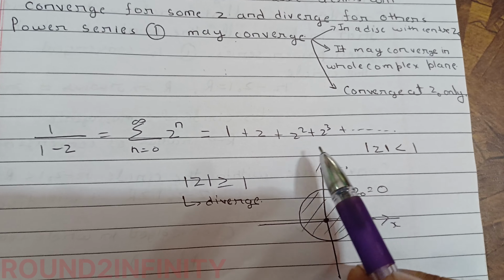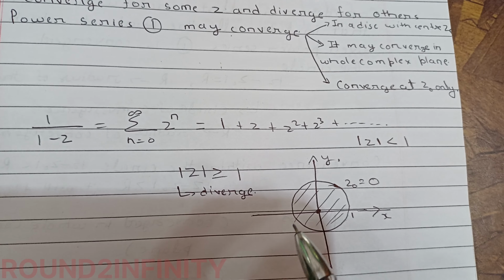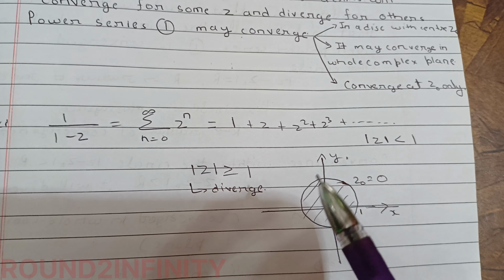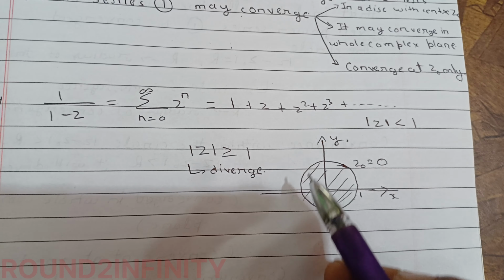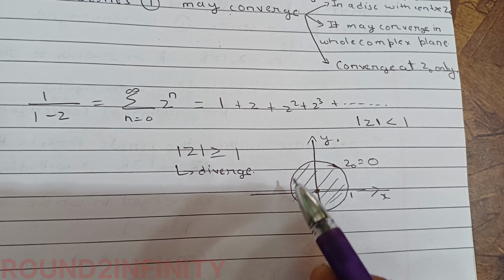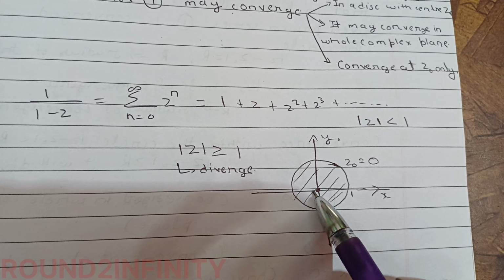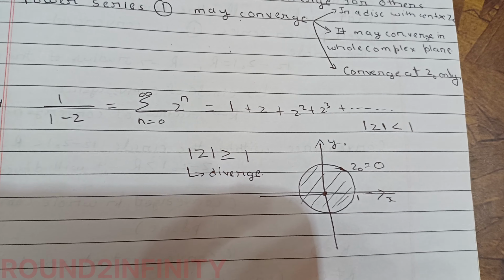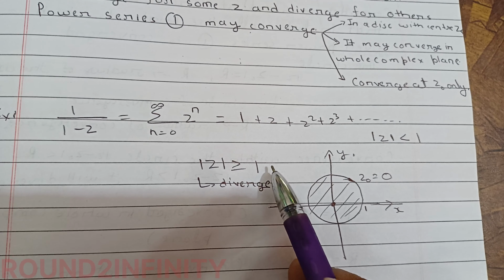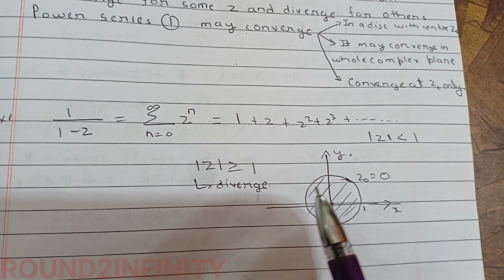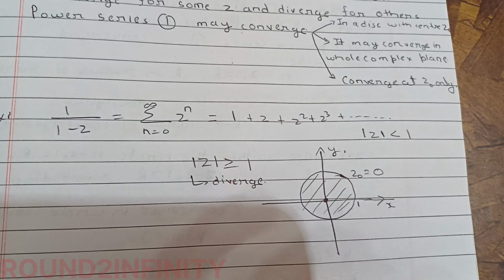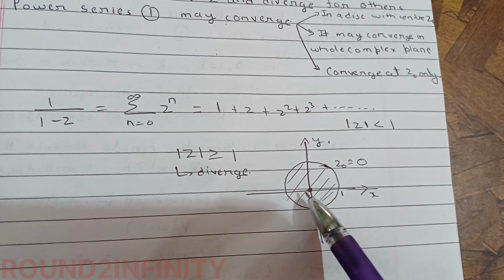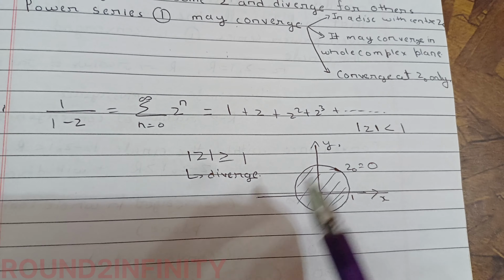So if mod z is less than 1, then this infinite series will converge to this function. Only for the region where mod z is less than 1, it gives you a disk with center z naught, that is 0. So this is an example where a power series converges in a disk. For mod z greater than 1, this series will diverge; you can check that it tends to infinity. For mod z less than 1, it converges in this disk. Any point lying on this side, the series will converge and give you the same values.